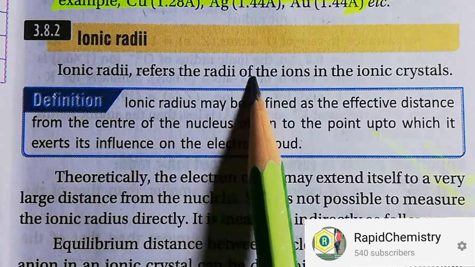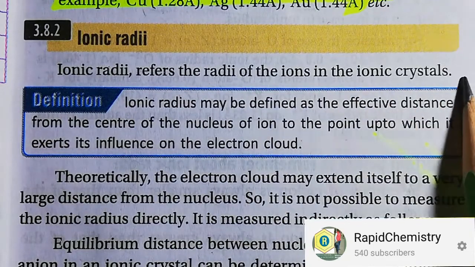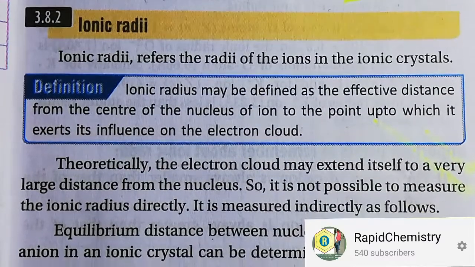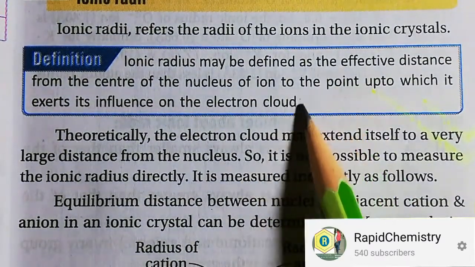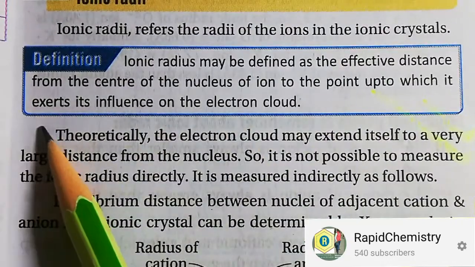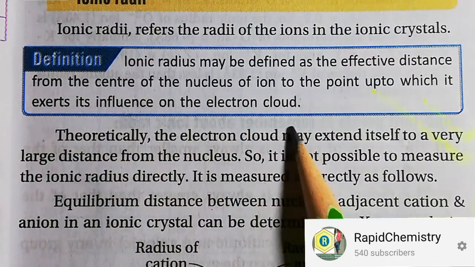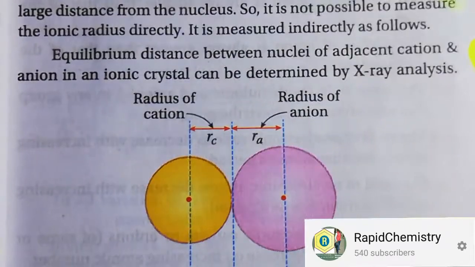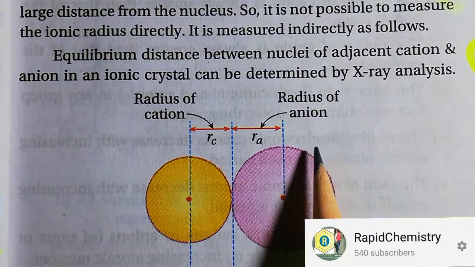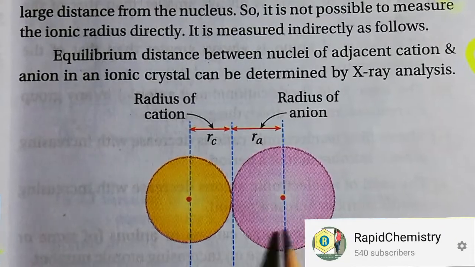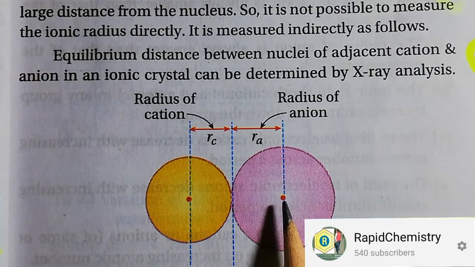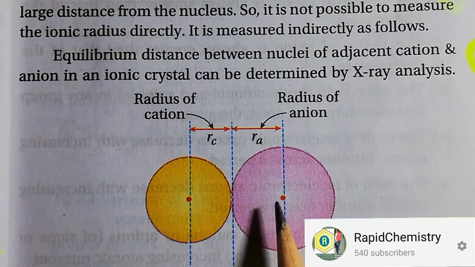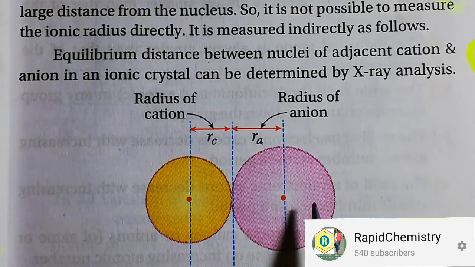We will study ionic radii. Ionic radii refers to the radii of the ions in the ionic crystals. Ionic radius may be defined as the effective distance from the center of the nucleus of the ion to the point up to which it exerts its influence on the electron cloud. So generally look here, radius of cation and radius of anion. Say one cation and anion are attached, and the cation is always smaller than the anion, and why it is so we will explain in detail.